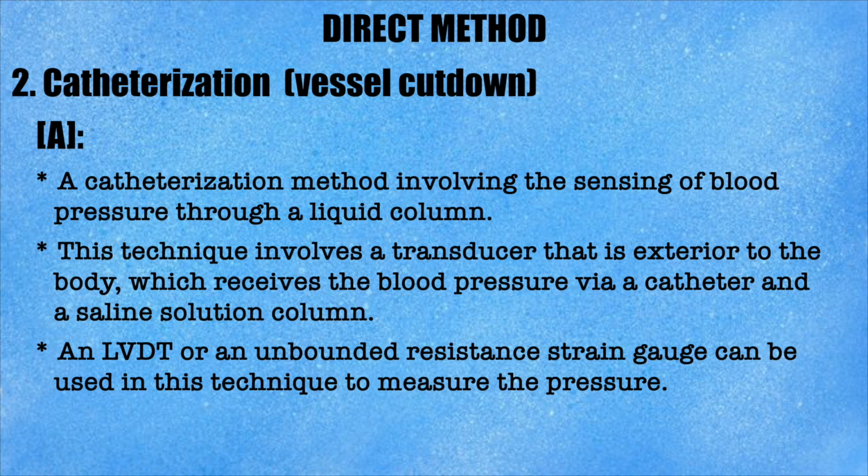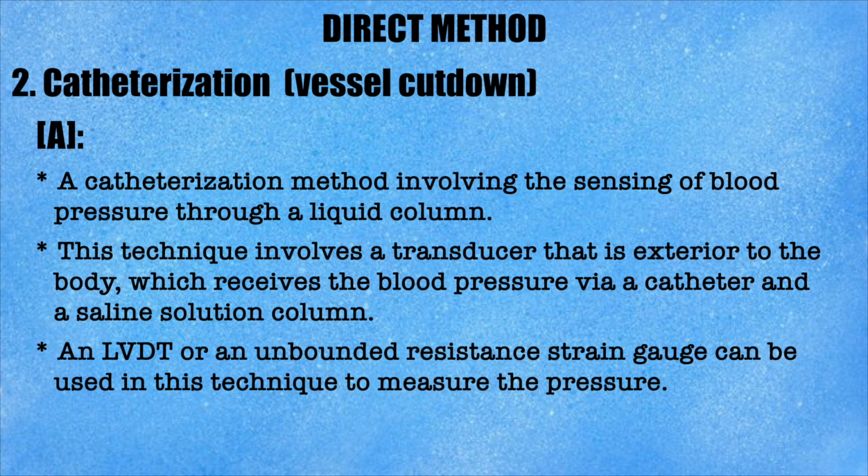An LVDT or an unbonded resistance strain gauge can be used in this technique to measure the pressure. Before inserting the catheter into the blood vessel, it is important that the fluid filled system should be thoroughly flushed. In practice, a steady flow of sterile saline is passed through the catheter to prevent blood clotting in it. As air bubbles dampen the frequency response of the system, it should be ensured that the system is free from them.